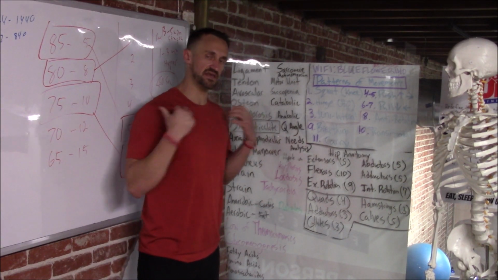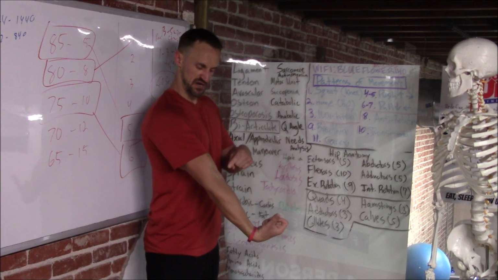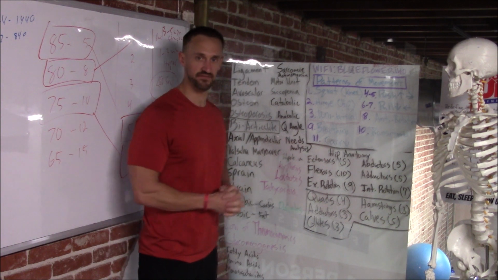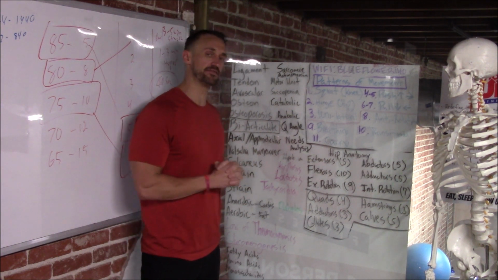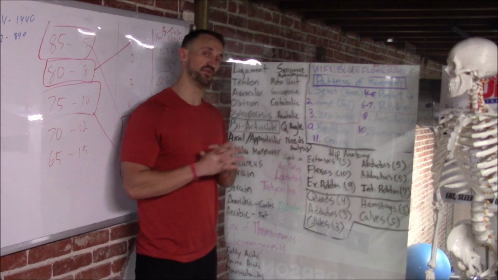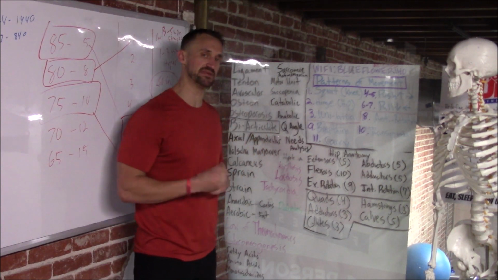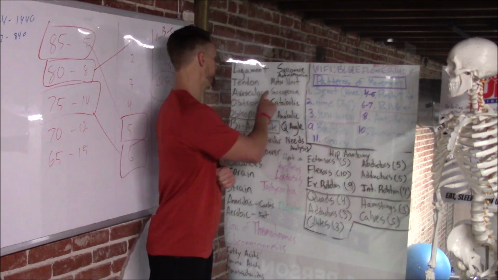Avascular. Vascularity is blood flow. You see people get a pump, they got the vascularity. A means without, so lack of blood flow. The reason we lift light for beginners for the first month, 12 to 20 repetitions, is due to ligaments and tendons do not adapt nearly as fast as muscle because they are avascular.